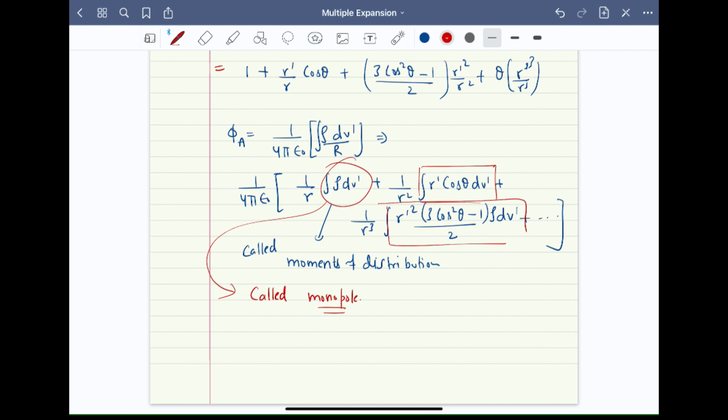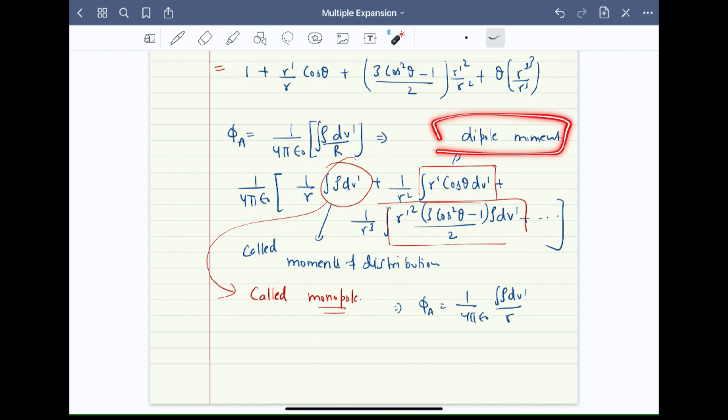Basically this quantity is just what we use in Coulomb's law. Phi a is equal to 1 upon 4 pi epsilon naught rho dv prime upon r. This is just as Coulomb's law. And the second term, this term, is called the dipole moment. And the third one is called the quadrupole moment.